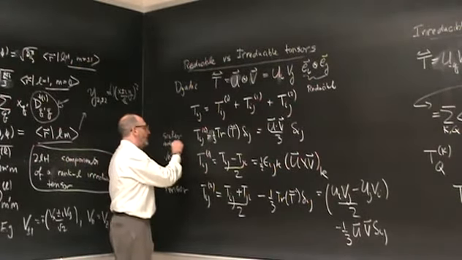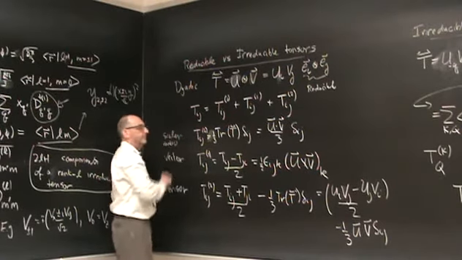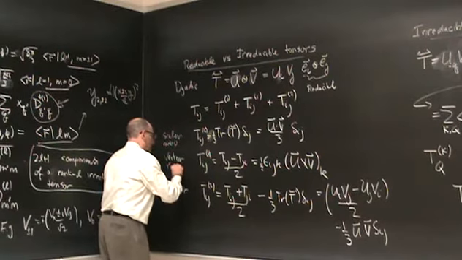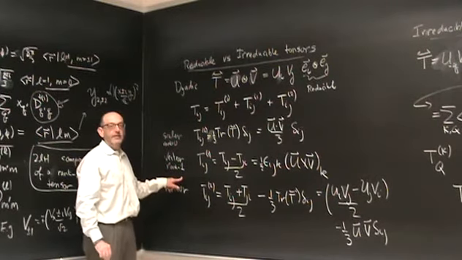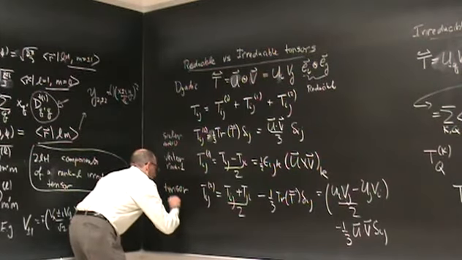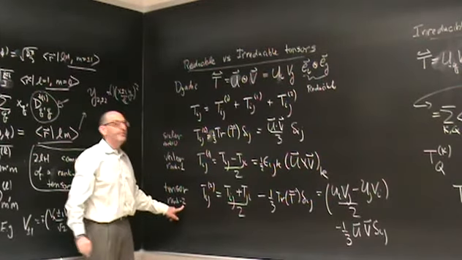The scalar is rank 0. It's like a spin 0 object. It has one component. This is rank 1. It's like a spin 1 object. It has 3 components. This is rank 2. It has 5 components.